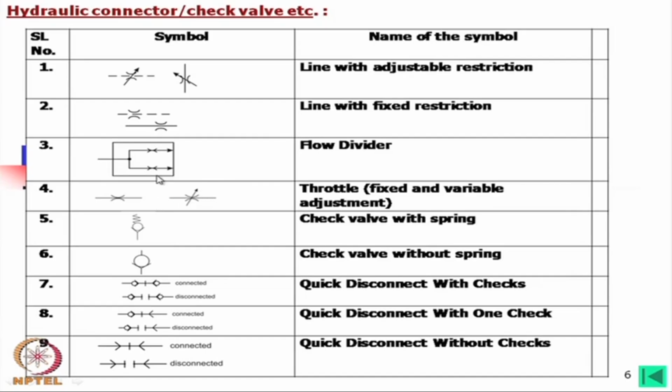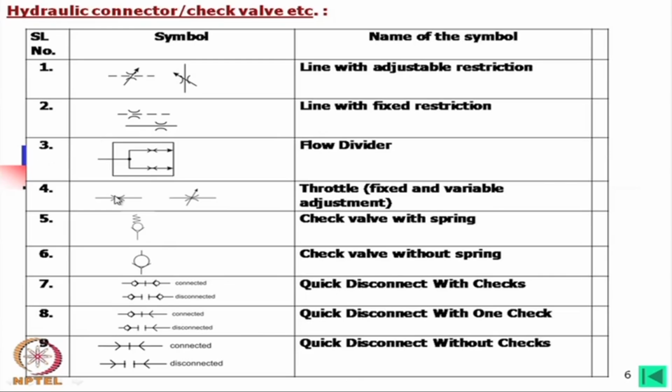Now, what is there? You can say that any T connections can be done, but this divider is designed in such a way that there will be equal resistance. Okay. So, if the pressure demand in both the lines is the same, then the flow will be exactly divided into two equal parts. So, the flow divider is used for that purpose.